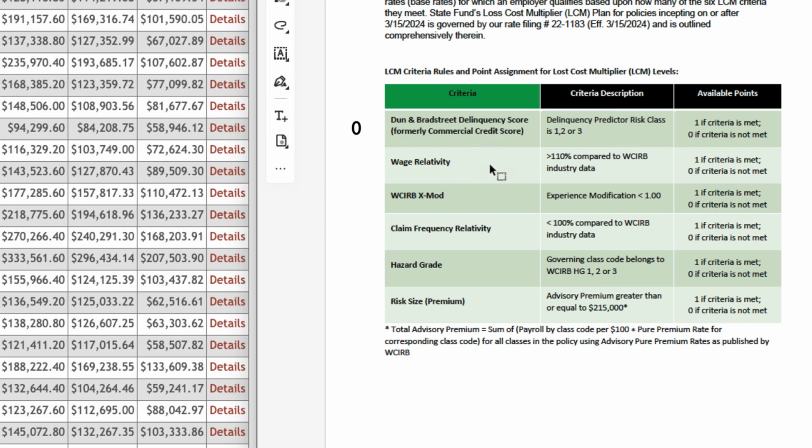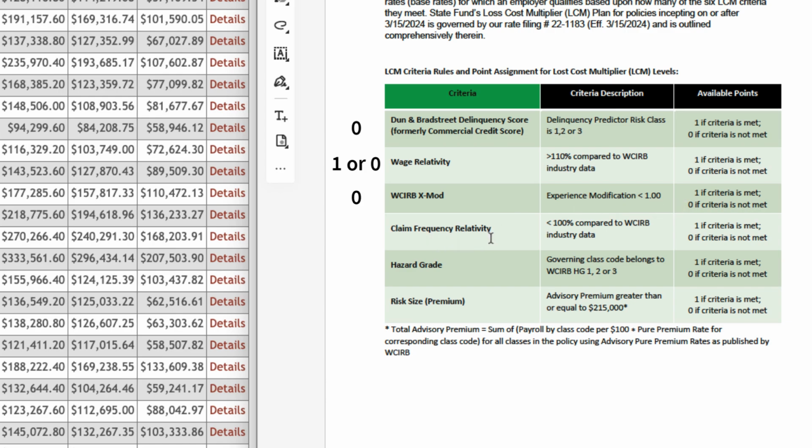Second question is wage relativity. I know they pay a good wage. I could look up the industry data, but I'm not exactly sure if they're going to meet that threshold or not. It could be a point. It could be no points. So let's say maybe 1 on this one. Third criteria, XMOD. Their XMOD is 1.2, so this is going to be a 0.